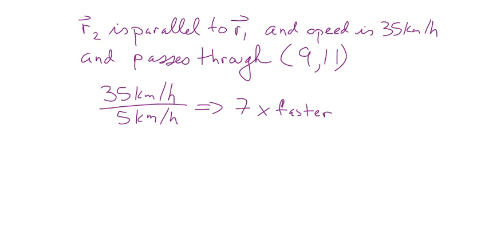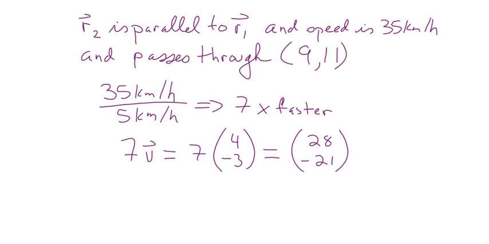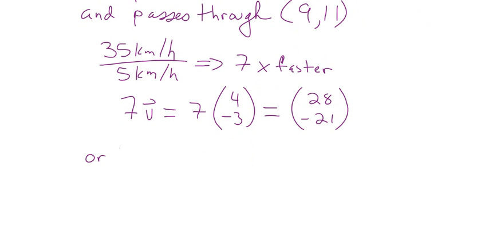So 7 times V is 7 times (4, negative 3), right? Which is the velocity, which gives us (28, negative 21). We could also say that 7v is 7 times 4i minus 3j, right, using components, which is equal to the same thing.